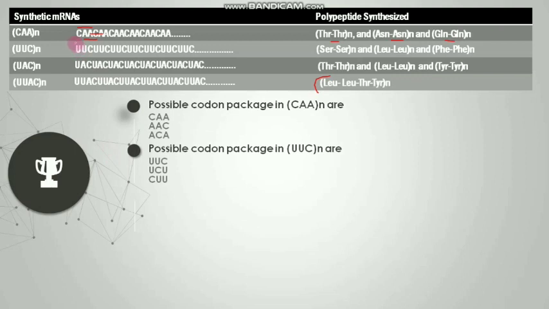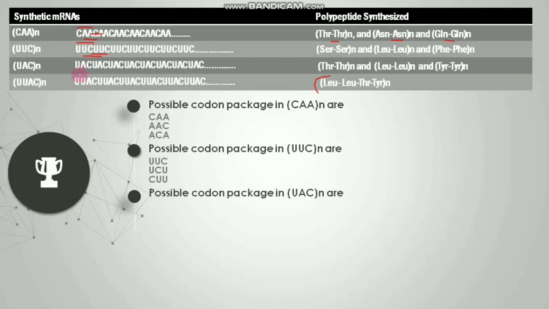So if you are starting from U, it will be UUC. And if you are starting from the second U, it will be UCU. And if you are starting from the C, it will be CUU. Okay. And then the third possible codon package is UAC, ACU, CUA in the same method. So I am not repeating that.